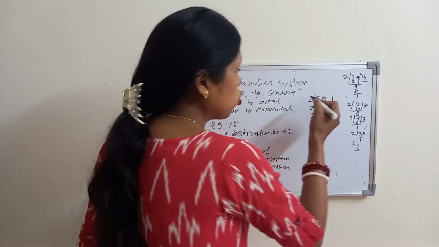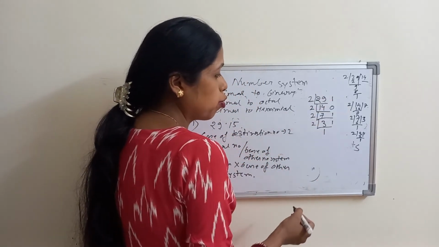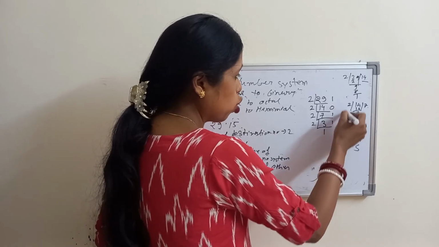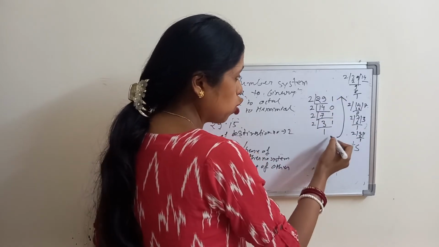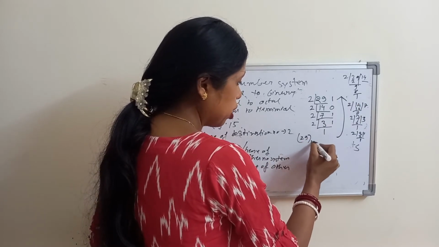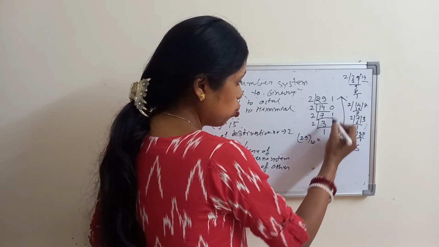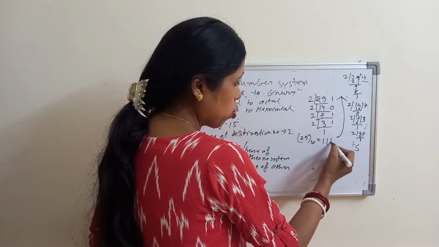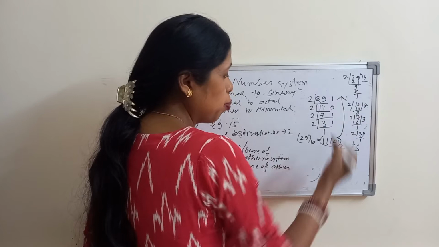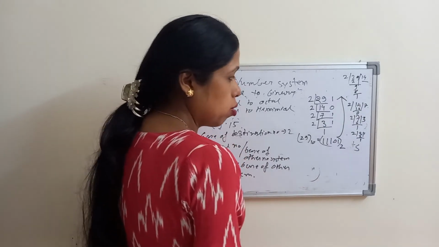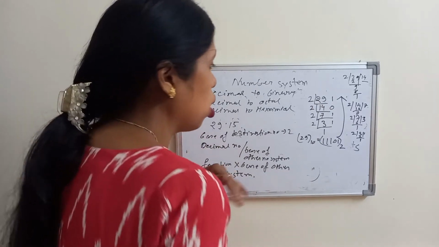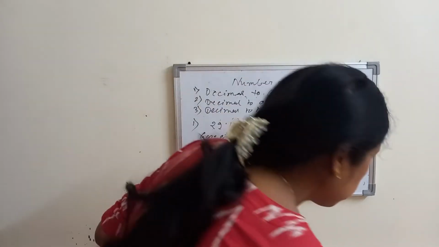So what is the binary equivalent of 29? You have to write the digits from the bottom up approach, from bottom to top. So 29 in decimal is equal to 1, 1, 1, 0, 1 in binary, written bottom to top. Okay, this is the decimal to binary conversion for the integer part.